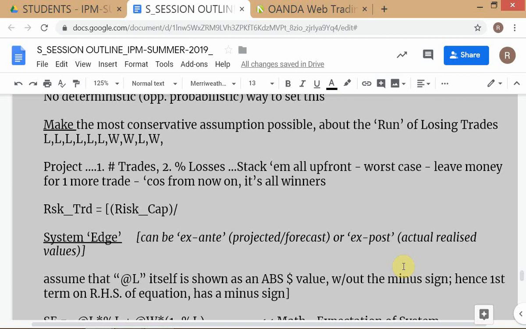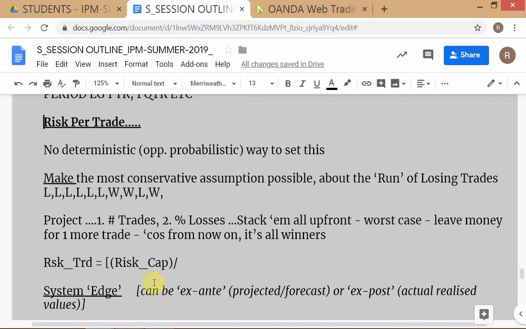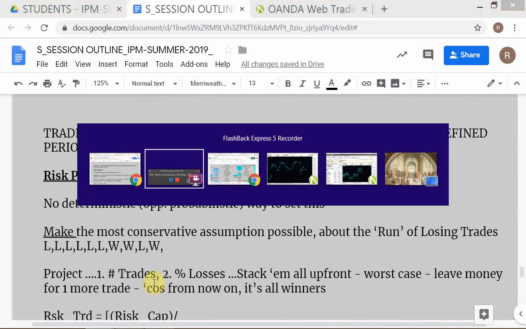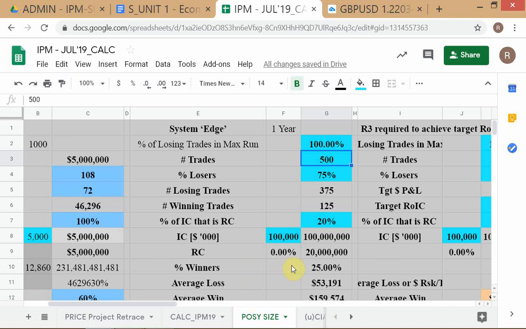In ex post, you're working at the end of your trading period. If you trade for 1 year, at the end of the trading period, you can go back and look at your performance, and then you can use actual realized values, say that I lost 16%. Now that's an ex post figure, because that's an actual figure of what you lost. But ex ante, you may project that you are going to make 15%. That's an ex ante projection, okay? So therefore, it's not certain. So we are right now doing ex ante calculations, trying to determine risk per trade.